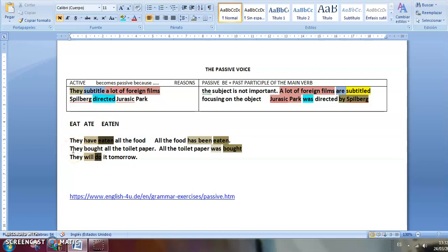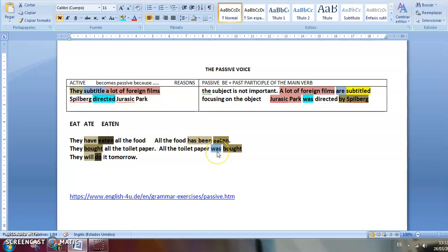They bought all the toilet paper. Verb, bought. What tense is it? Past simple. Okay? It's past simple, yes? In this case, bought is the main verb. We only have one element in the verb, right? They bought. Now, this bought is past simple, becomes past simple of the verb to be. You see? Was. Past simple here, past simple here. Alright? All the toilet paper was bought.